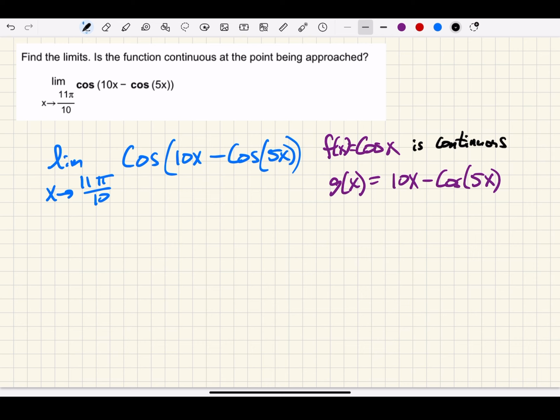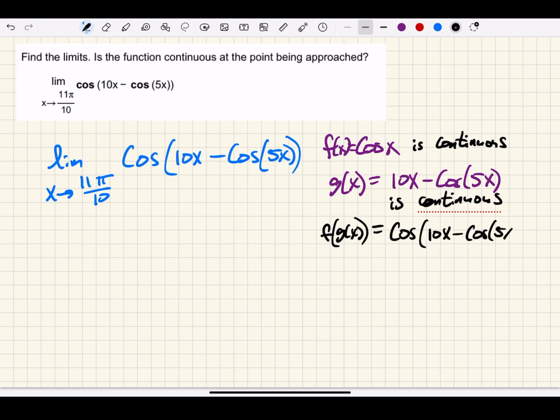So here we have the difference between two continuous functions, which would be continuous. So we have two continuous functions here, actually the composition of two continuous functions. F of g of x would be the cosine of g of x, 10x minus cosine 5x. Since these functions are continuous, their limits exist everywhere. So we can find this limit by substituting for x, 11 pi over 10.